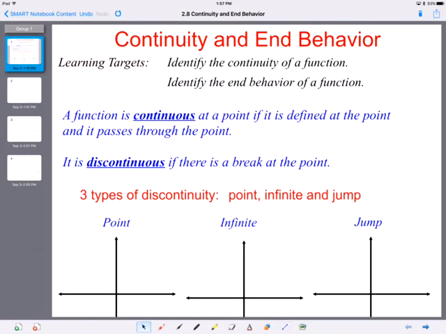At any point, if it is defined at the point and it passes through the point, then the function is continuous. It is discontinuous if there is a break at the point. So anytime there's a break that occurs in the graph, then it's going to be discontinuous. That could be a point, it could be a vertical asymptote, or the third one, a jump discontinuity. So there's three types of discontinuity that I'd like to talk about.